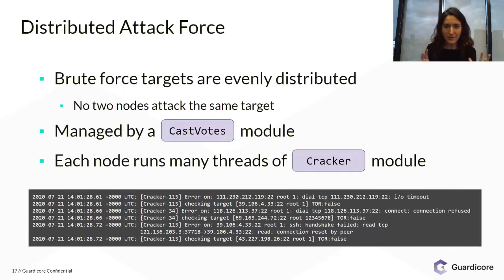This is a kind of a macro look at the brute force attempt, but even at the node level, every node runs multiple threads of the cracker module, which is the brute forcer. So Fritzfrog really puts a lot of effort into using a lot of resources for this brute force attack. You can see here a piece of Fritzfrog logs where we see different cracker threads performing brute force on various targets.